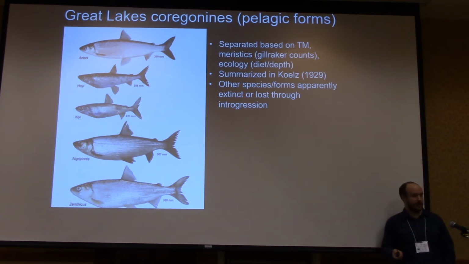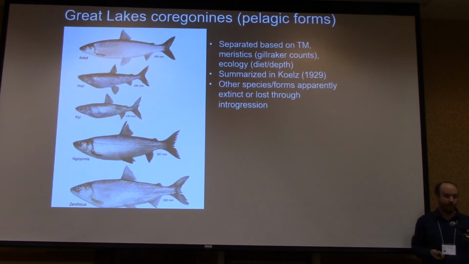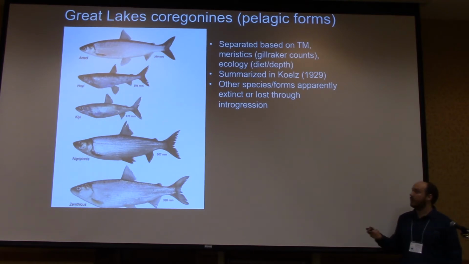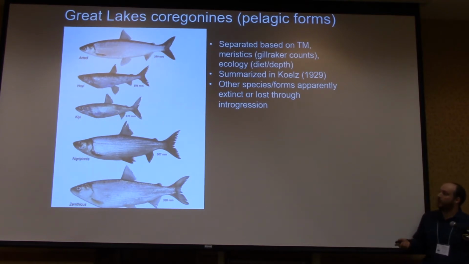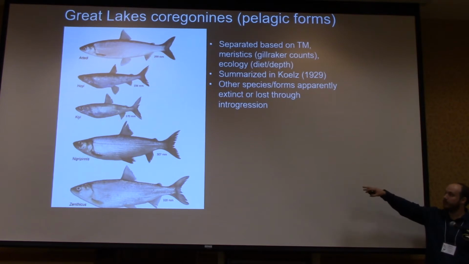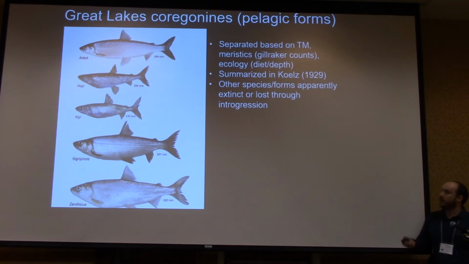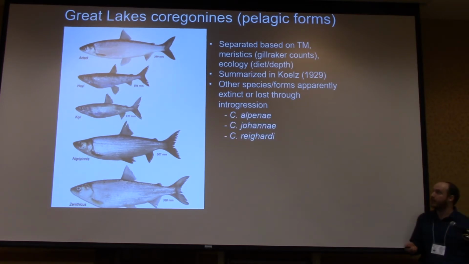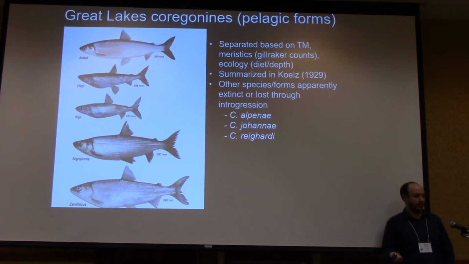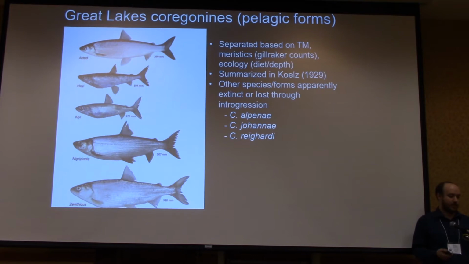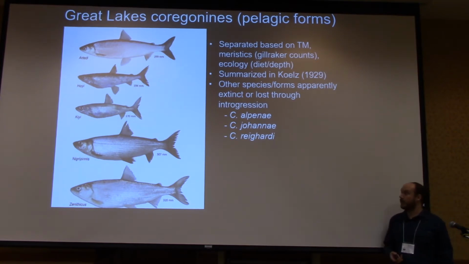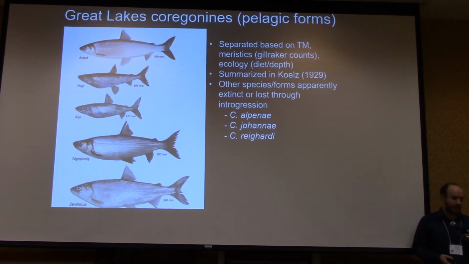So within the Great Lakes, if you heard some of Trevor's stuff earlier, there's a species flock of different coregonines. With the exception of blackfin, which is the fourth one down there, that's from Lake Nipigon, there's basically 4 different forms that are still present for ciscos. The type form is Artidae at the top there. And these have been separated based on traditional morphometrics, historically by Koelz, but also gill raker counts and different ecological differences like depth and diet. And there are already some forms that we think we've lost.